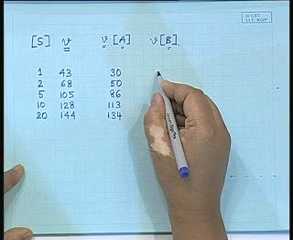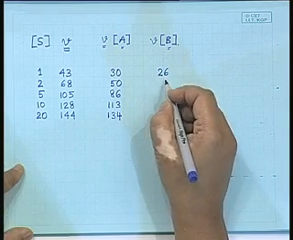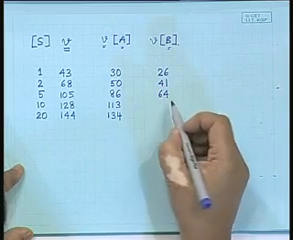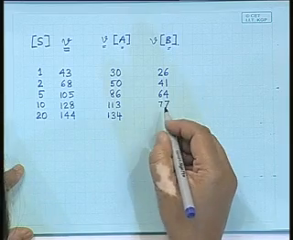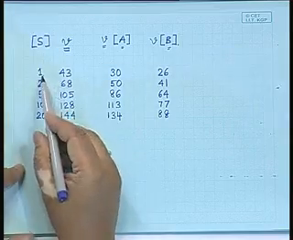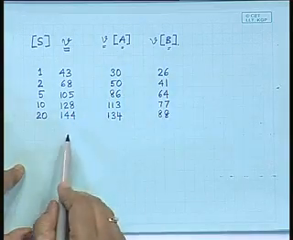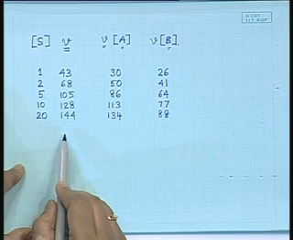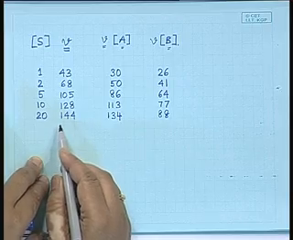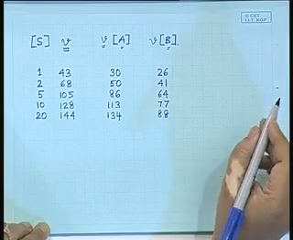For the inhibitor B, we have 26, 41, 64, 77 and 88. Okay. You see how the initial velocities have decreased compared to the uninhibited enzyme. Okay. Now what we are going to do is plot the Lineweaver-Burk plot for this case.